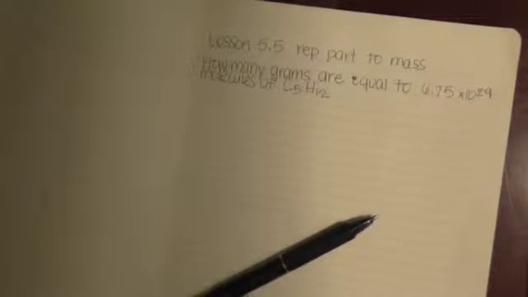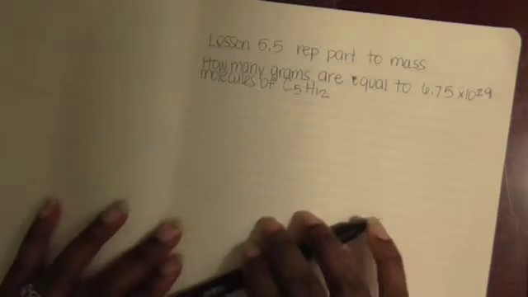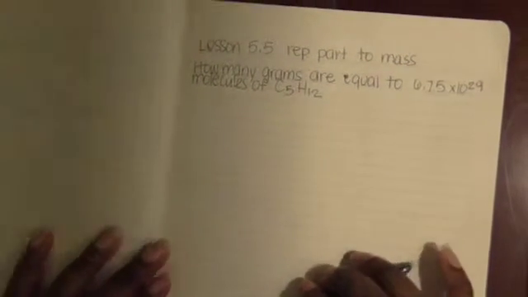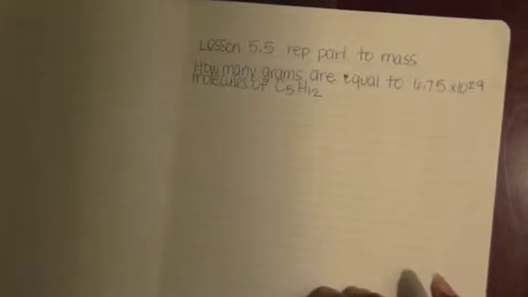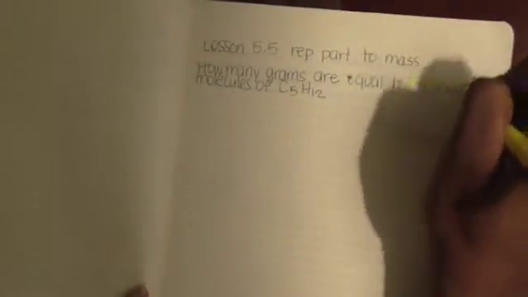Alright, so here is our last little lesson for those of you who are trying to get ahead of the game, going from representative particles to mass. So the question is, how many grams are equal to 6.75 times 10 to the 29th molecules of C5H12? First thing that we need to do is to mark up our knowns.